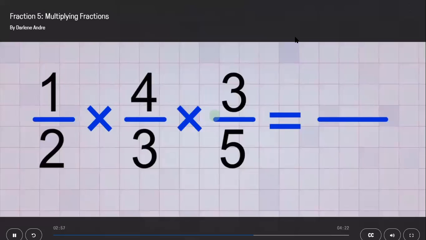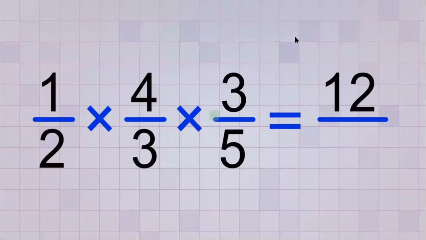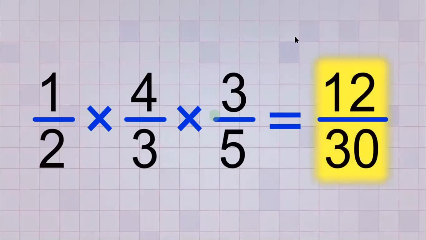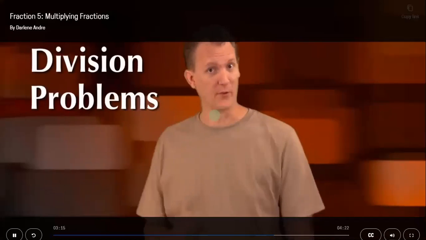We have 1 times 4. I didn't see that option. 4 times 3 is 12. And on the bottom, 2 times 3 is 6, and 6 times 5 is 30. That means our answer is 12 over 30. So there you have it. Multiplying fractions is easy because fractions are just another way of writing division problems. But remember, there's another way to think about fractions.